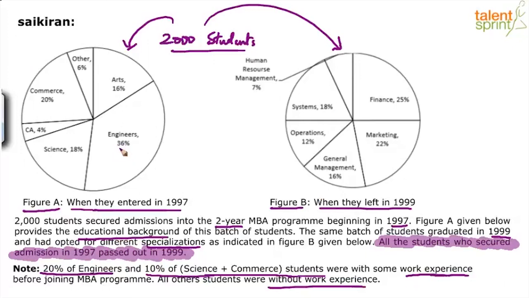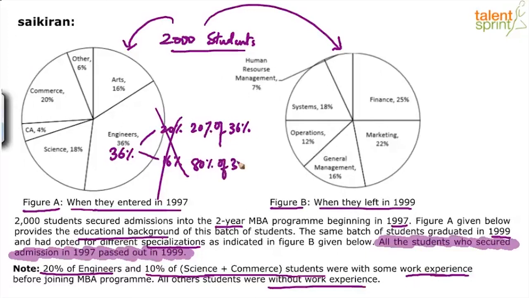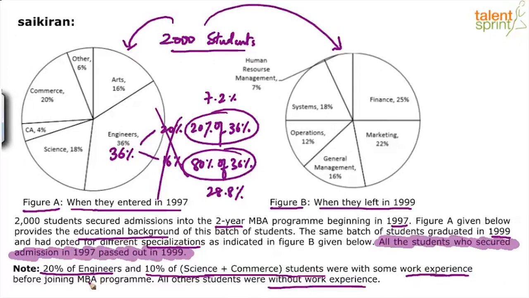So it is not 20% from 36%. It is 20% of 36%. You're getting it? Engineers here is a 36% share. So when you say 20% of engineers were with work experience, what does it mean? 20% were with work experience and 16% without experience? No. It would mean 20% of 36% were with work experience, and the remaining 80% of 36% were without work experience. So basically this is like 7.2% and 28.8%. You're able to follow. So you have to be careful when you take these percentages.